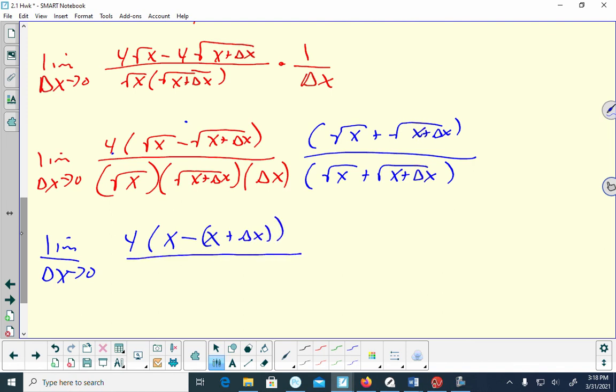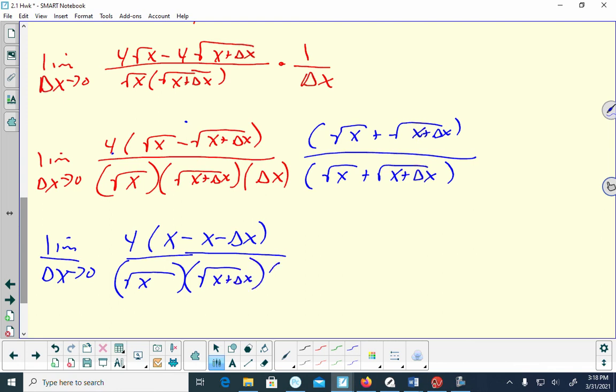I think I can do that in one step. I think you guys can pick up on that. So this will be minus x minus delta x all over, and then I'm just going to leave this as a square root of x times the other factor. That's one nasty looking denominator, let me tell you.